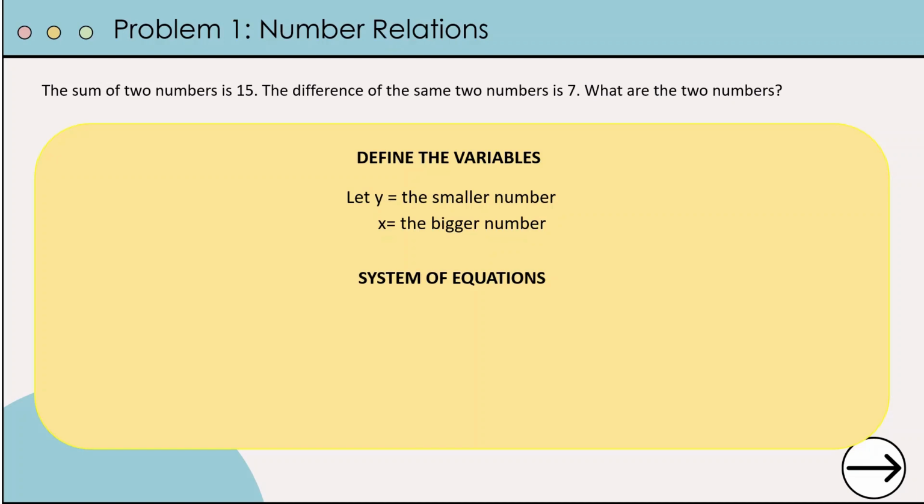From the first part of our problem, it says that the sum of two numbers is 15. Our two numbers are x and y. Therefore, if we add them, the result will be 15. So our first equation will be x plus y equals 15. And next, we have here the difference of the same two numbers is 7. Meaning, if we get the difference of x and y, the result will be 7. Therefore, the second equation will be x minus y equals 7.